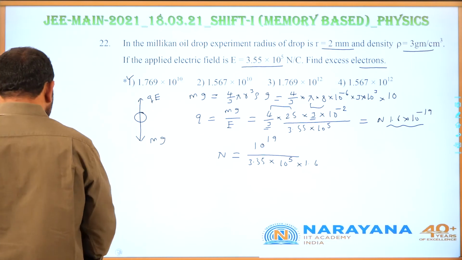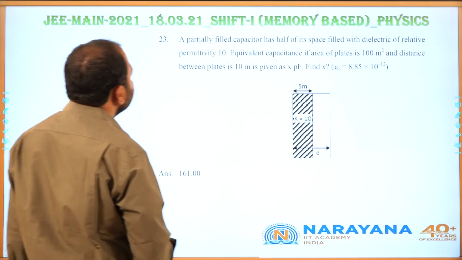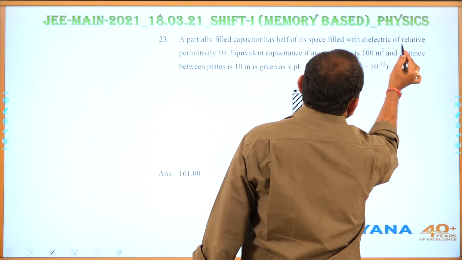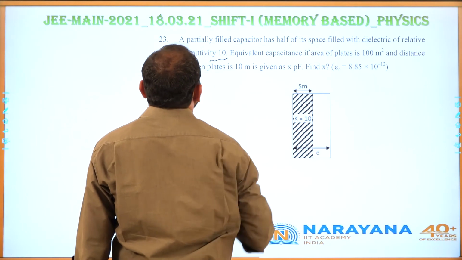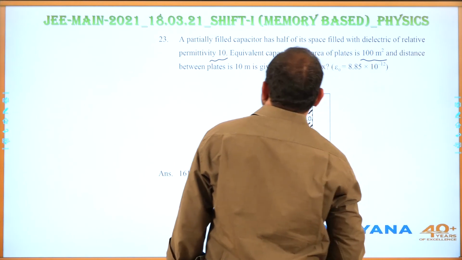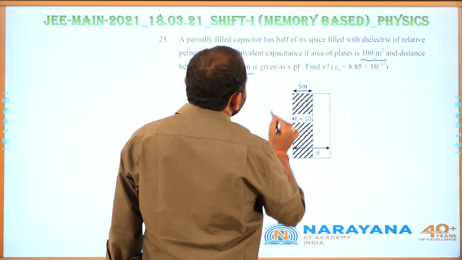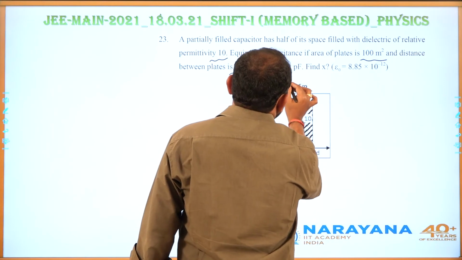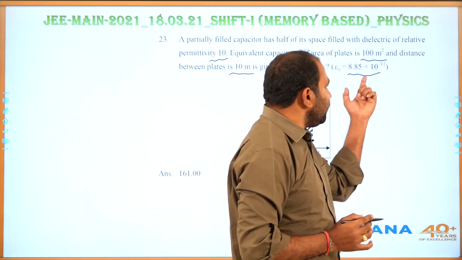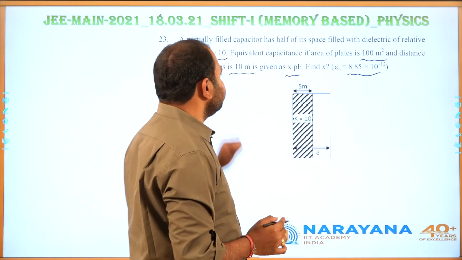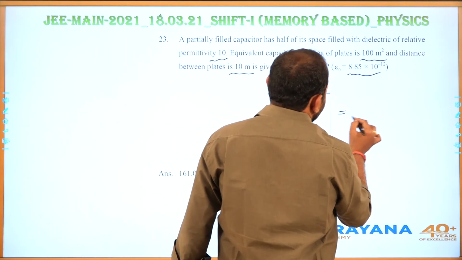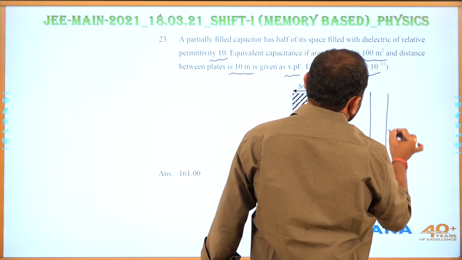Let us go to the next question. A partially filled capacitor has half of its space filled with dielectric of relative permittivity 10. Equivalent capacitance, if area of plates is 100 meters square and distance between plates is 10 meters, is given as some constant x picofarad. Find the value of x. Given that epsilon naught value is 8.85 into 10 power minus 12. So it can be considered as combination of two capacitors connected in series like this.